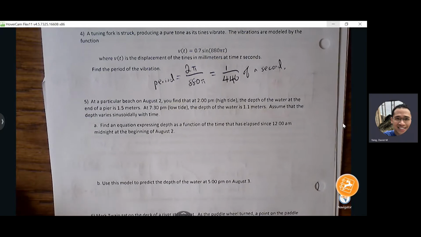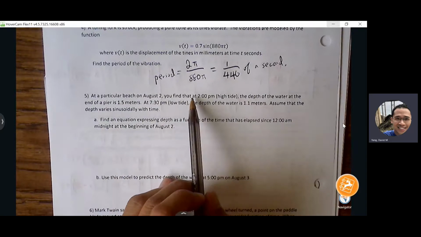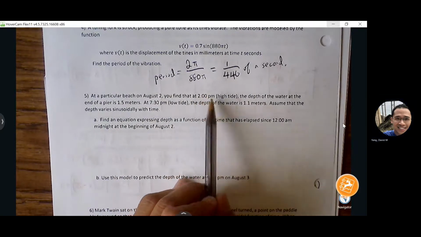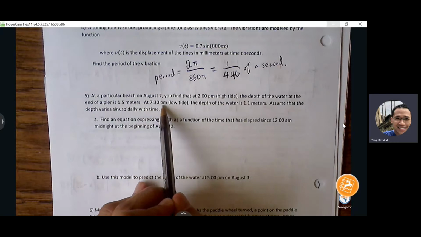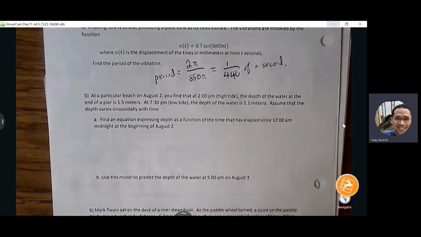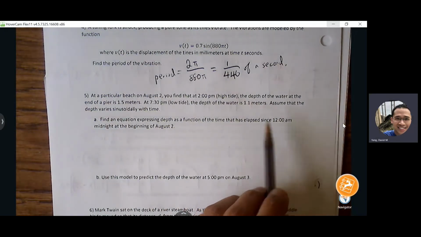Okay, number 5. Particular beach. We find that at 2 p.m., the depth of water at the end of the pier is 1.5 meters. At 7:30, depth of the water is 1.1 meter. Assume that the depth varies sinusoidally with time. Find an equation. Okay, so we're thinking of 12 a.m. as time 0.